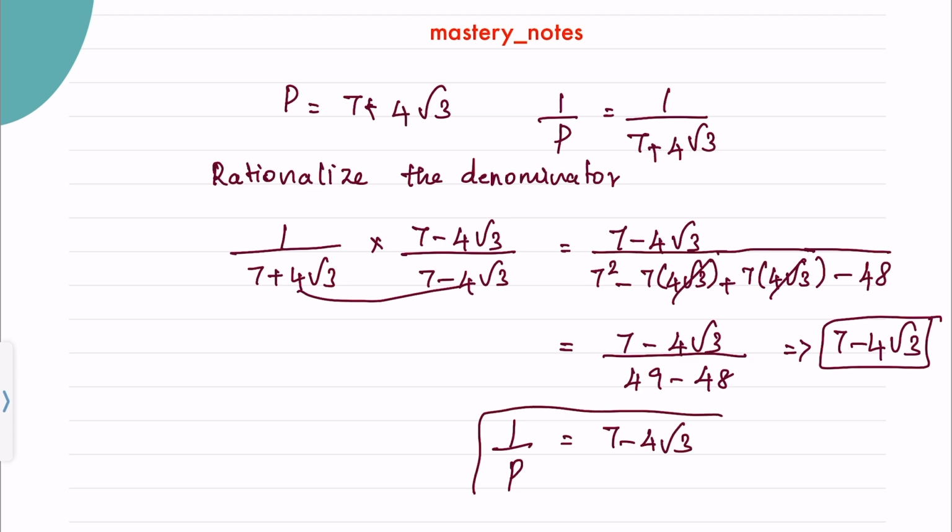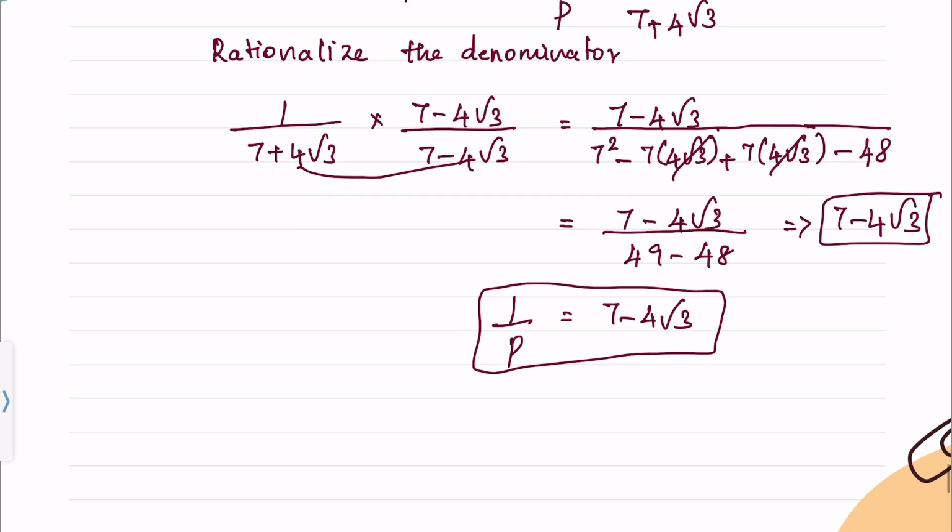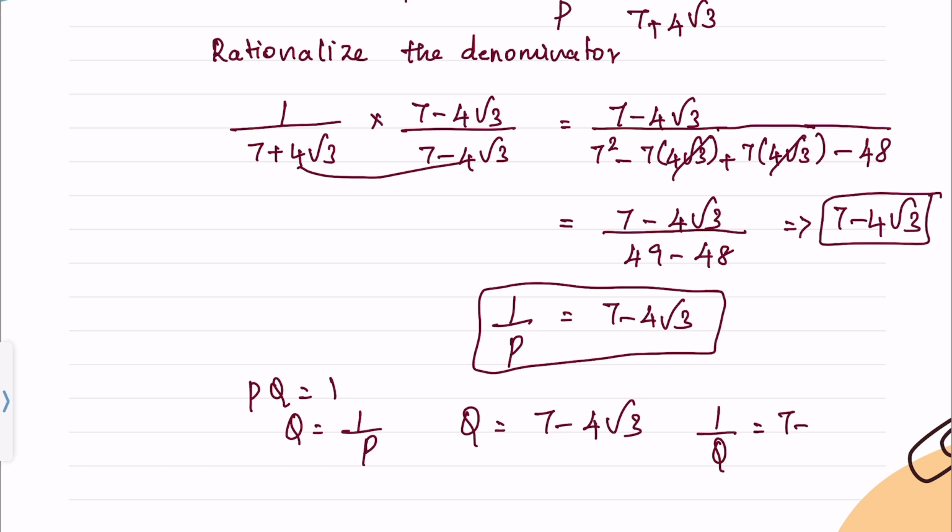Okay, now there is one more given: PQ is equal to 1. If PQ is equal to 1, we can rewrite Q is equal to 1 over P. 1 over P, we got the value already. So we can take Q as 7 minus 4 root 3 and write 1 by Q as 1 by 7 minus 4 root 3.